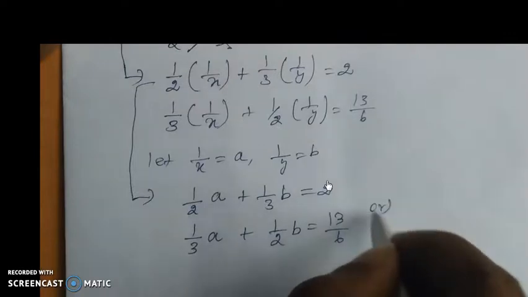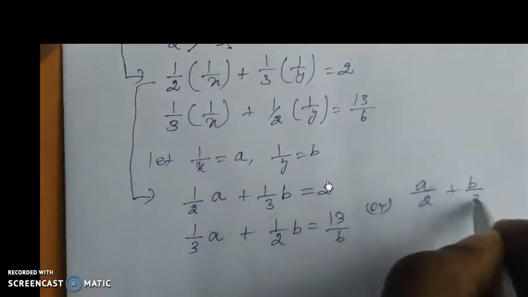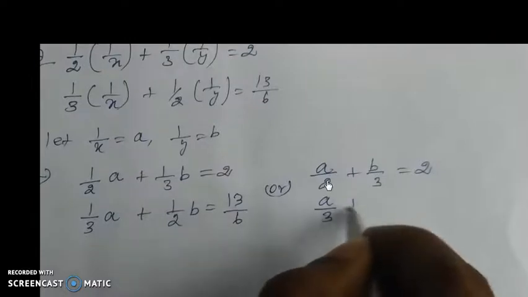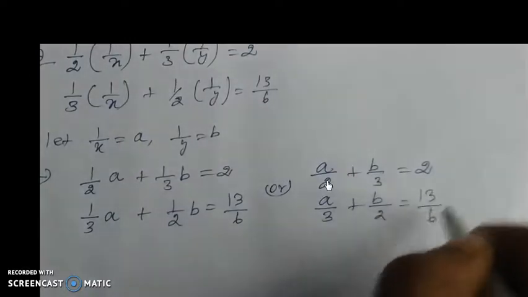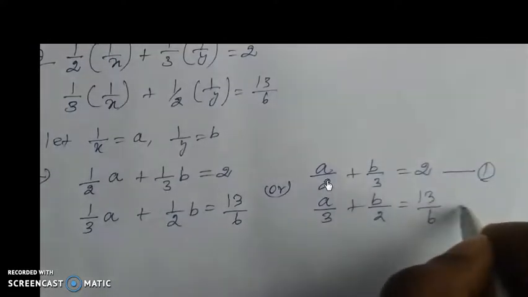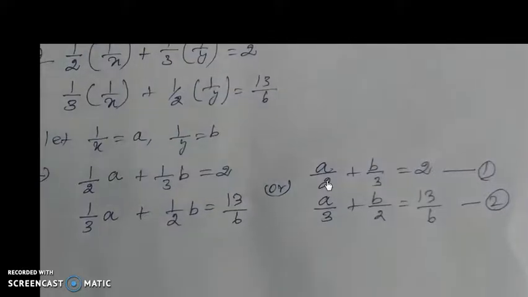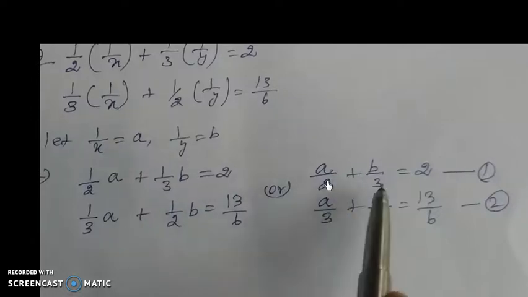Or how can we write this one? a by 2 plus b by 3 equal to 2, right? And this one, a by 3 plus b by 2 equal to 13 by 6. Now this is equation number 1, this is equation number 2. So look at the variables here. Now instead of x and y, we have converted this into a and b, right? Now a and b are variables here.